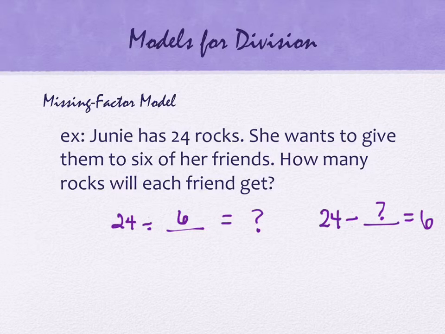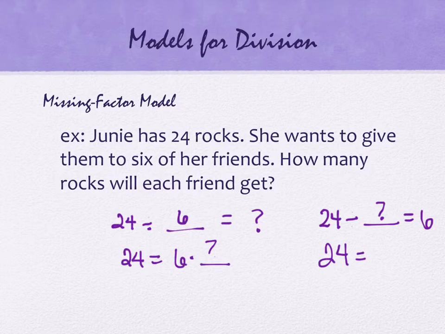be a multiplication problem. This is like the definition of division. So this is going to say 24 equals 6 times what? This one's going to say 24 equals what times 6? Right, they both change to the same thing. And the question is to fill in the missing factor using what you know about multiplication. And the missing factor would be 4.